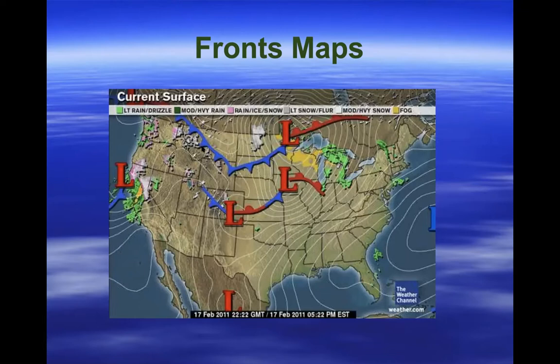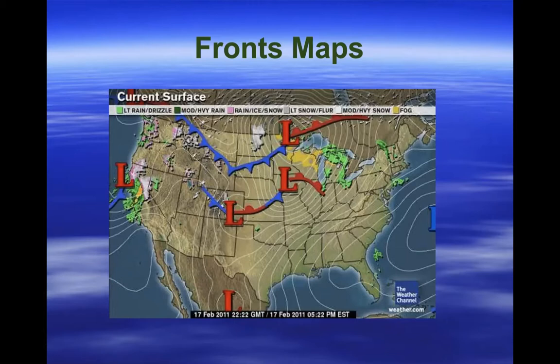Now, because the triangles are facing downward, that is the direction that the cold front is moving. It is moving to the southwest. The warm front is moving toward the north. Here we have what we call a stationary front. And actually the triangle and the bumps are facing opposite directions, indicating that that front is not moving.